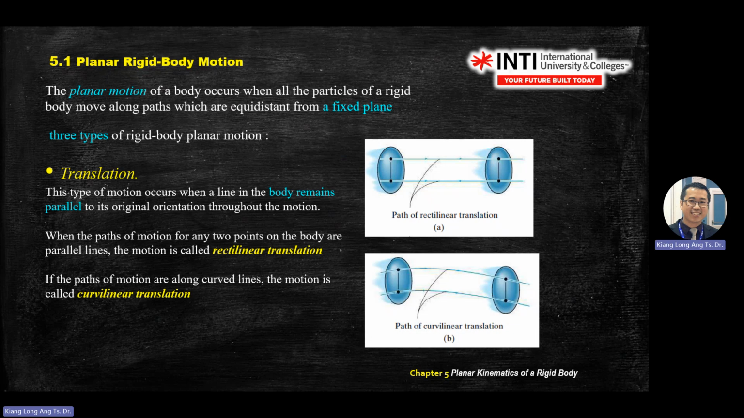Translation also can happen in curved motion, as long as you can trace the 2 lines. This one also means a translation, but in curved motion, curvilinear motion. This one is rectilinear motion. But both are under the category of translation. Okay, this happens on the same plane. In rigid body, we start to look at the plane. What I mean by plane? So this is a 2D plane. So all this motion happens on the plane.